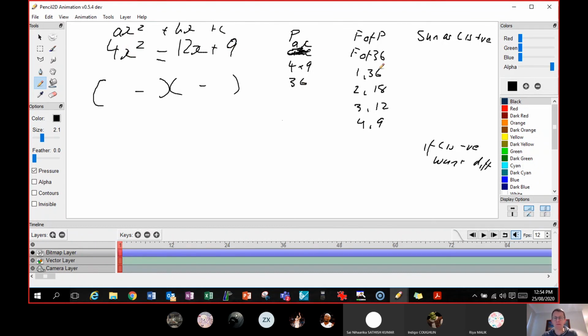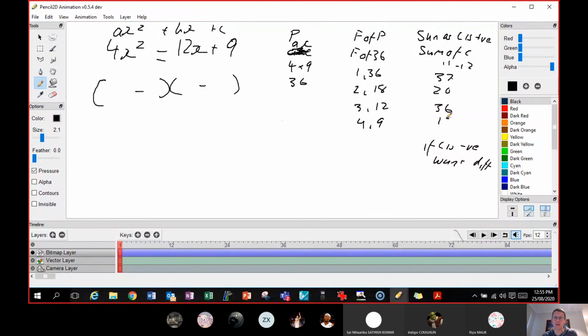Thank you so much. So we've got the factors. Now we want the sum, as C is positive. So we want the sum of negative 12. Well, this would give you a sum of 37. This would give you a sum of 20. That would give you a sum of 15.